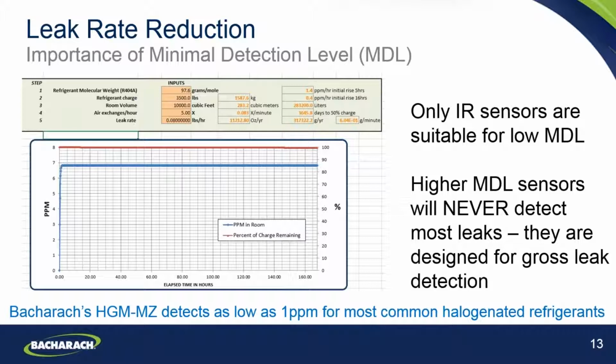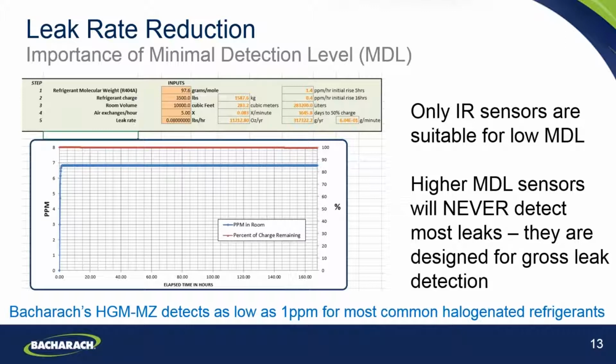If we look at this with a fairly high air exchange rate of 5 air exchanges per hour, taking the view of this being a fairly typical machinery room application with a lot of ventilation happening within there, if we have this 20% annual leak rate happening within that environment, we can see that the distributed and diffused level of refrigerant leaking into that space will never actually go above 7 parts per million.